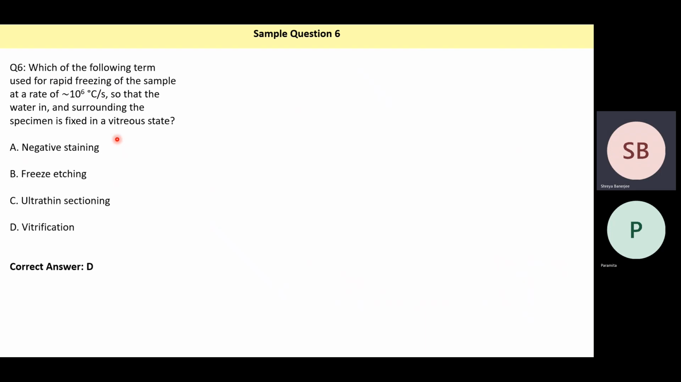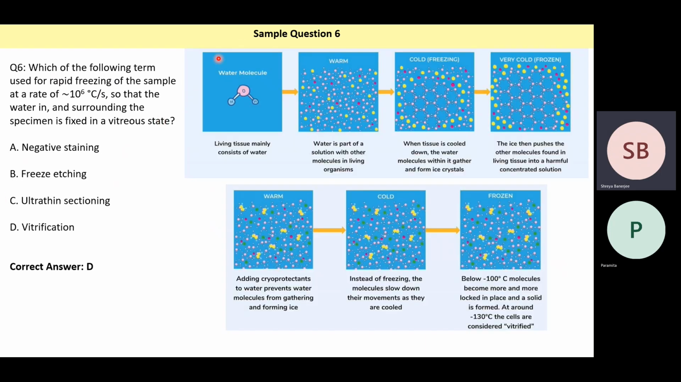So the correct answer is D, vitrification. So basically, if it is normal slow freezing, what happens is that firstly, you know that living tissue mainly consists of water, and water is part of a solution with many other molecules in the living organisms. When the tissue is cooled slowly, the water molecules within it gather and form ice crystals. So you can see the hexagonal crystals of ice form in which the water is separated out from the other molecules. The ice then pushes the other molecules found in the living tissue into a harmful concentrated solution.